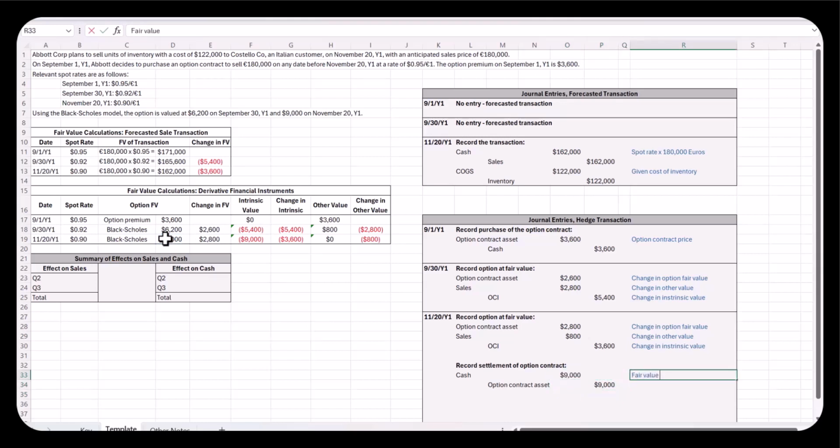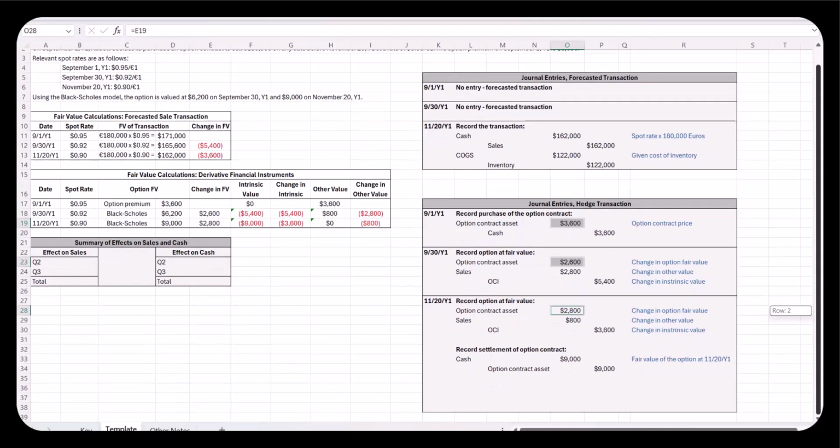That's the fair value of the option at 11/20 of year 1. And if you'll notice, interestingly enough, we're crediting this option contract at the total amount of our debits. If you take that $3,600 debit plus this $2,600 debit plus this $2,800 debit to the option contract, it comes out to 9,000, and that's effectively what we're taking off the books when we settle the option contract.